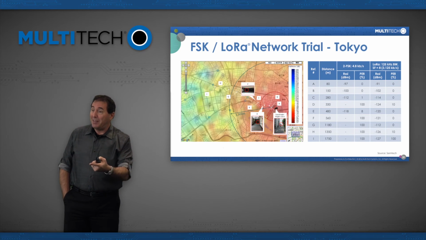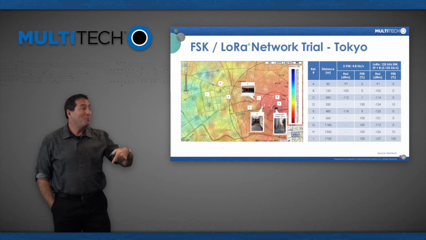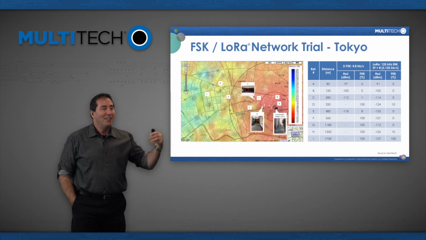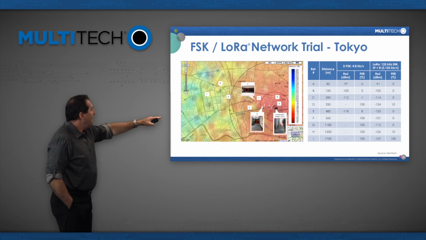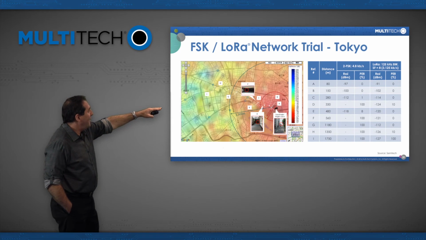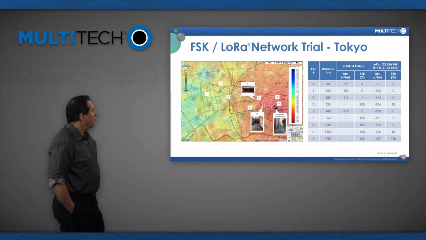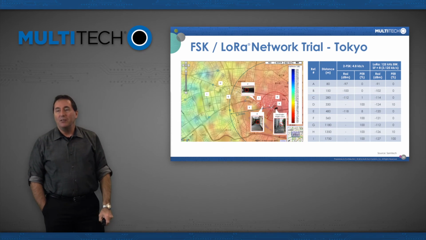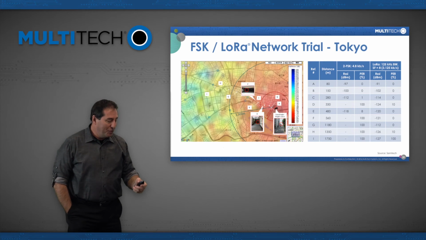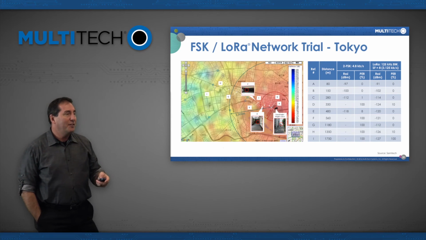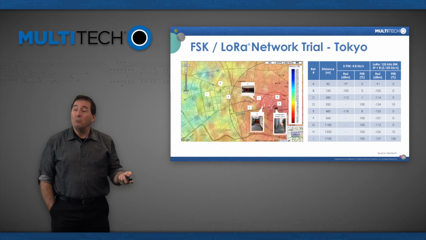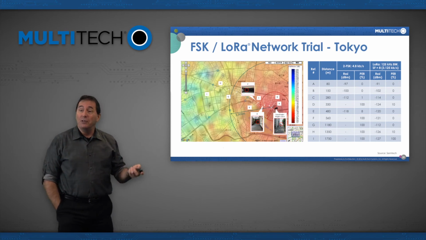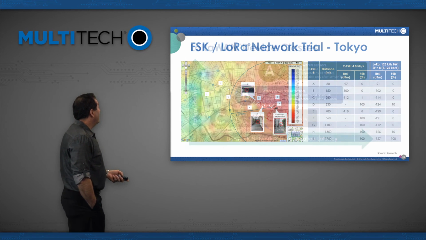Remember I told you about multipath? Right? In this case, multipath worked in their favor, and things were bouncing off buildings, and they managed to hit like a sweet spot. So you can kind of throw out E for the FSK. They died at D, and LoRa went all the way out to somewhere between H and I, which is pretty good. There's no other radio technology that's going to get those sorts of performance out there. Doesn't mean that there won't be next year or the year after, but this is the way it is today.